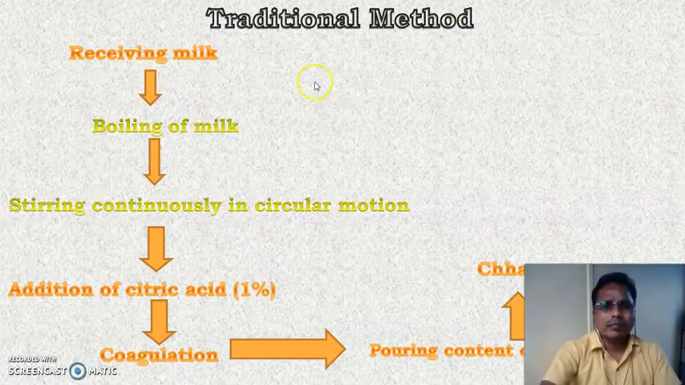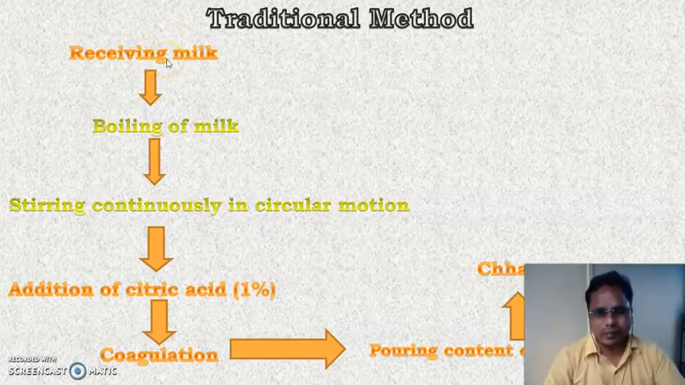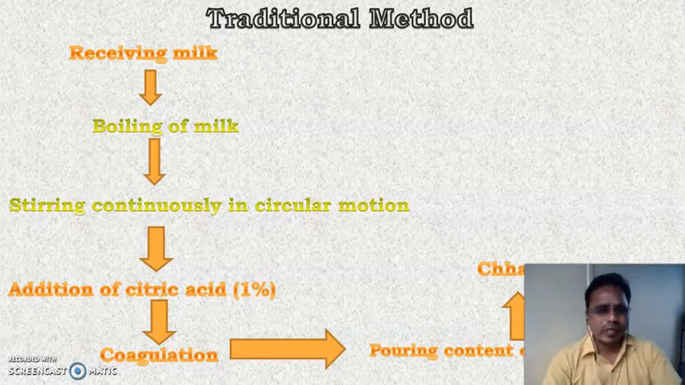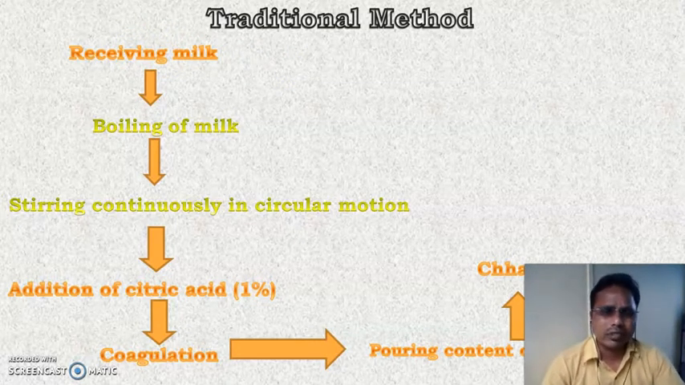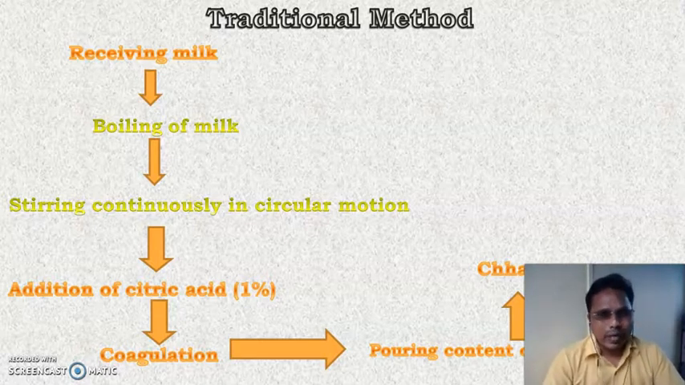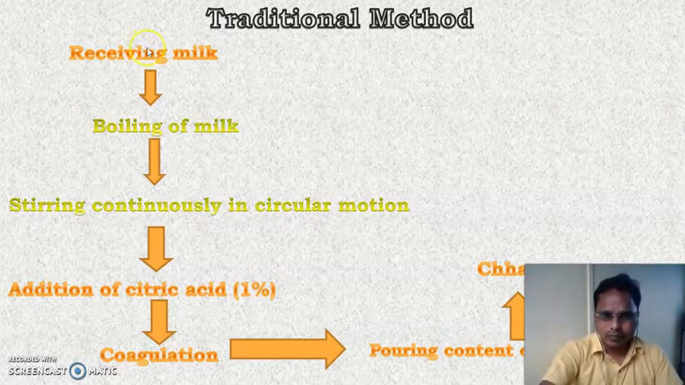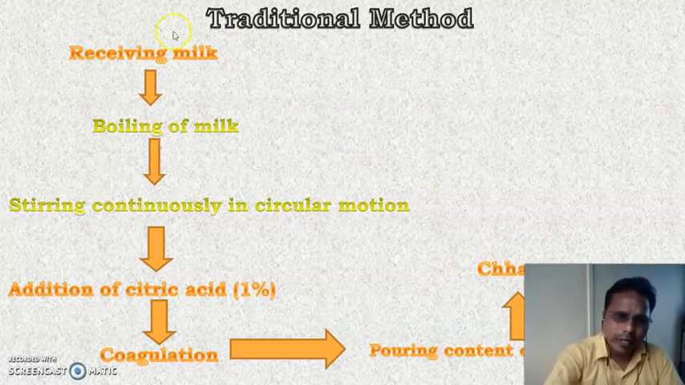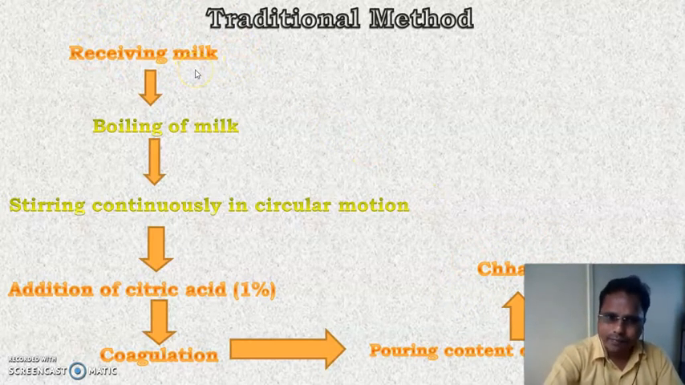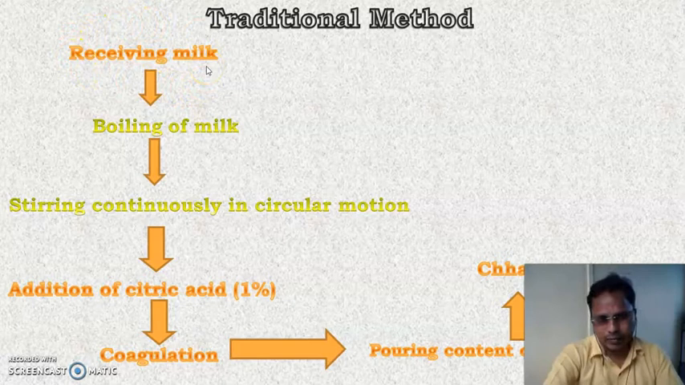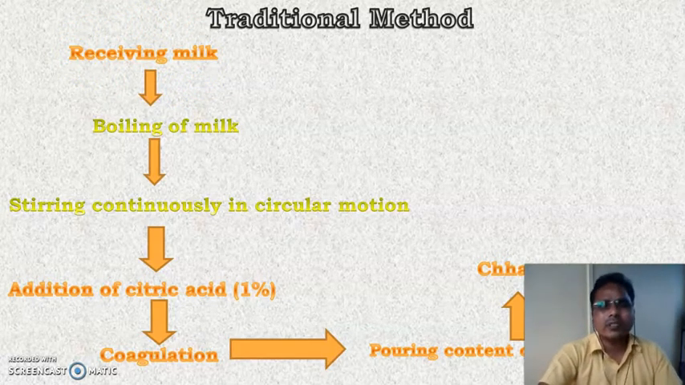So this is the flow diagram for the traditional method of channa preparation. The first step is receiving milk. Receiving milk means only good quality milk is taken: milk which is sweet, clean, fresh, and superior. That kind of milk is taken for the preparation of channa, because the quality of the final product totally depends on the quality of the raw material used, and therefore we have to take the milk with superior quality. So the first step is a very important one.